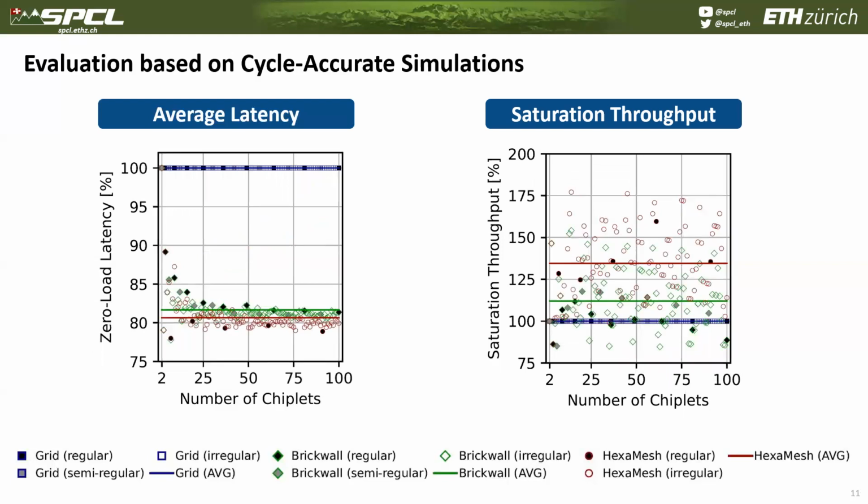In terms of latency, we can see that compared to a grid arrangement, the brick wall reduces the latency to 82% on average, and the HexaMesh reduces the latency to 81% on average. In terms of throughput, going from a grid arrangement to a brick wall arrangement increases the throughput to 112%, and going from a brick wall to a HexaMesh arrangement increases the throughput to 134%.